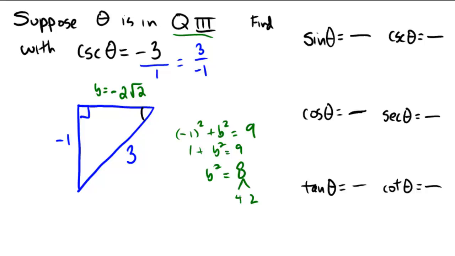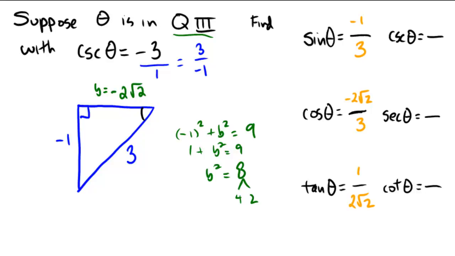moving to the left. Okay, but now we're ready to start filling in our information. Let's do an orange this time. So sine, opposite over hypotenuse, -1 over 3. Cosine, adjacent over hypotenuse, -2 rad 2 over 3. Tangent, opposite over adjacent. Notice they're both negative, so I'm going to cancel out the negatives and just write that one as 1 over 2 rad 2.